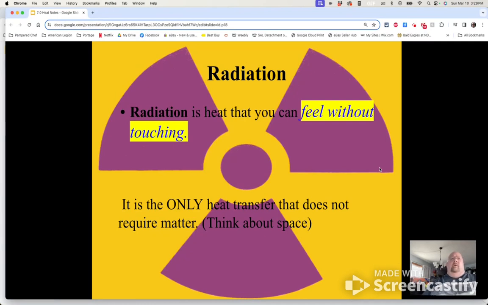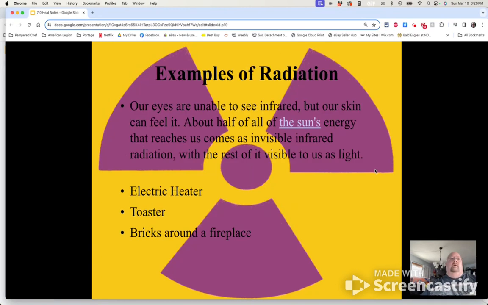The third type would be radiation. Radiation is heat that you can feel without touching. It is the only heat transfer that does not require matter. So think about in outer space. We feel the heat of the sun, but we can't touch the sun, and we know that there's no matter directly between us and the sun. In space, it's more of a vacuum out there, so it can travel through that open area.